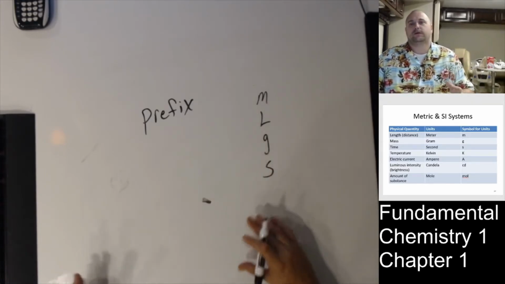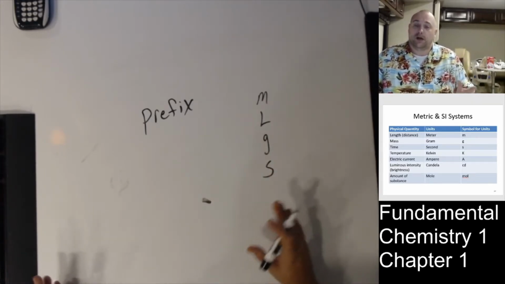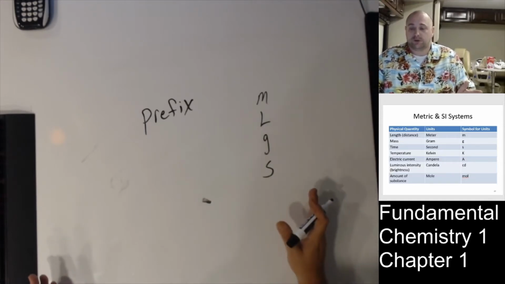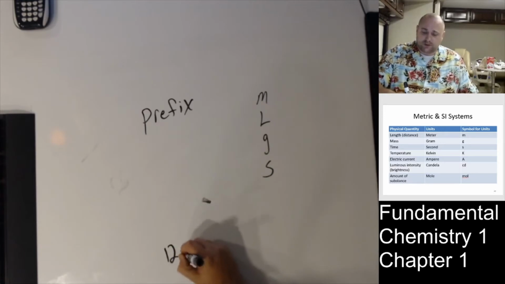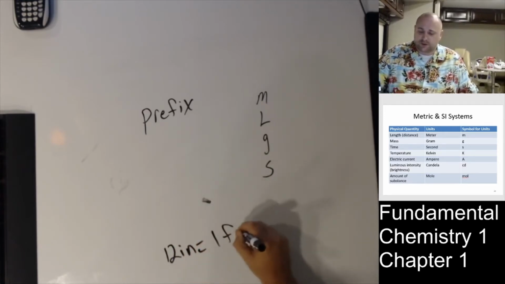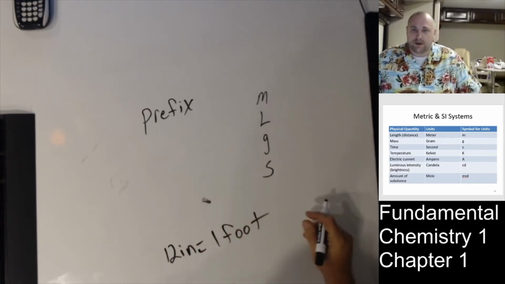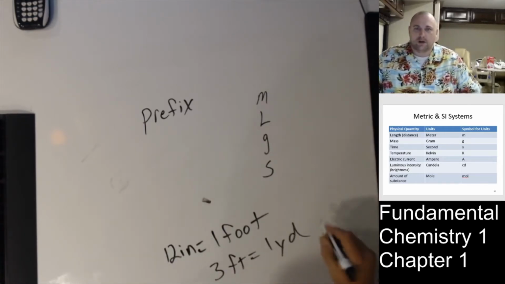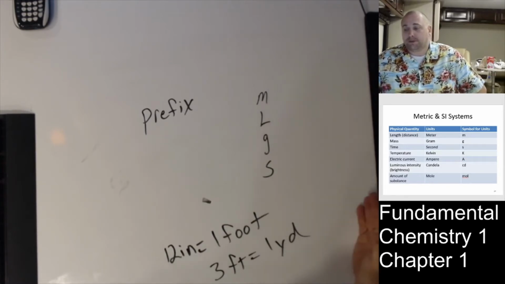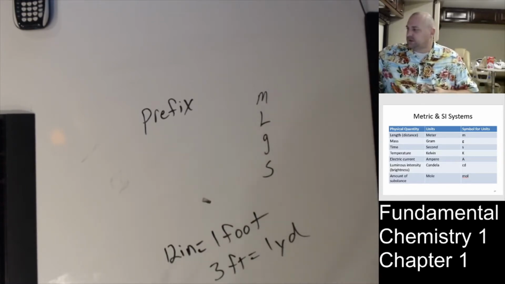And the secret to the metric system is to not try and memorize it like you were taught the English system. So you start off learning the English system, 12 inches equals 1 foot, right? And you learned a relationship like that and you memorized it. And then you said 3 feet equals 1 yard. And you memorized that. But that's not how the metric system's really set up.